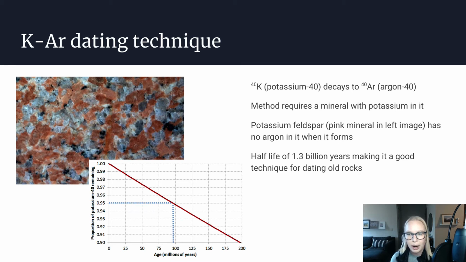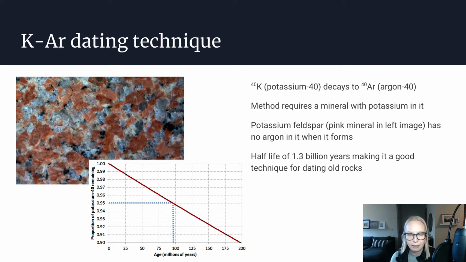This method requires that you have a mineral with potassium in it, and one that you're already familiar with is potassium feldspar. That's that pink mineral that we see here in this granite. What's also nice about potassium feldspar is that it starts off with no argon in its crystal structure. So that potassium within the feldspar is going to decay into argon over time. And there's no argon to start off with, which is great. So your calculation is going to be more accurate.